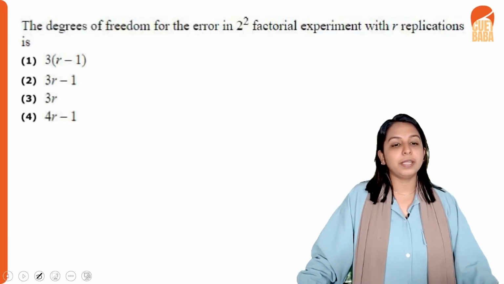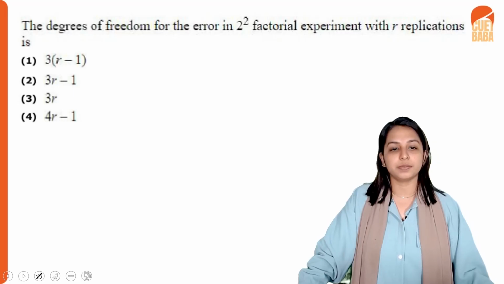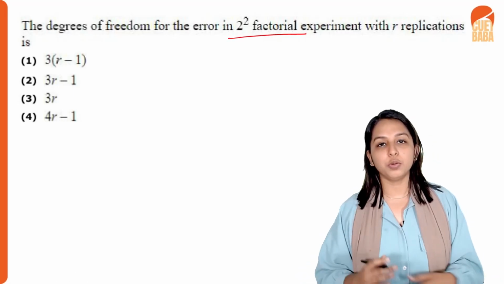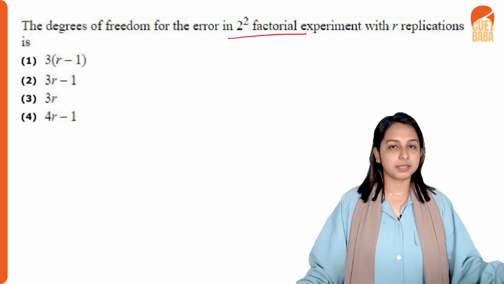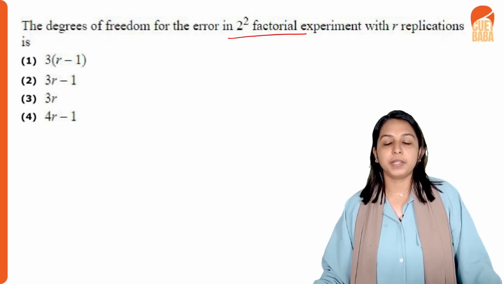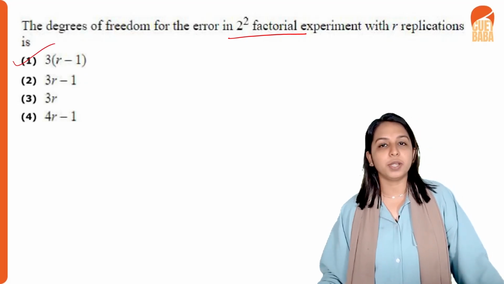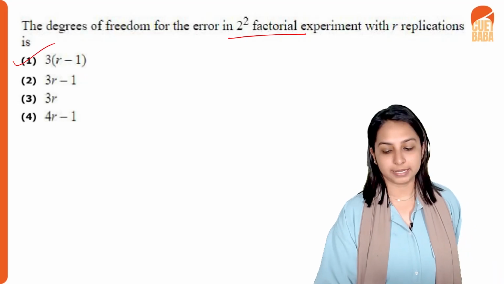The degrees of freedom for the error in a 2 square factorial experiment with R replications will be. So we have seen the 2 square factorial experiment, that is 2 factors each having 2 levels. This is a direct question. Degrees of freedom with R replications will be option 1, that is 3 into R minus 1. So option 1 is the right answer.